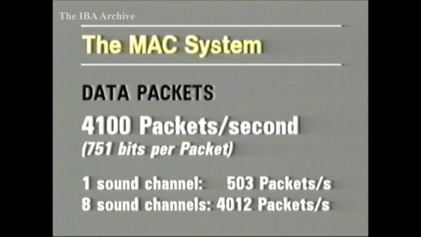4 stereo sound channels take up 4,012 packets per second, leaving some 88 packets per second, which could carry other useful data. If it sounds complicated, well, it is. But at least the Mac packet sound system is now a European standard and is expected to be used by all countries for DBS.